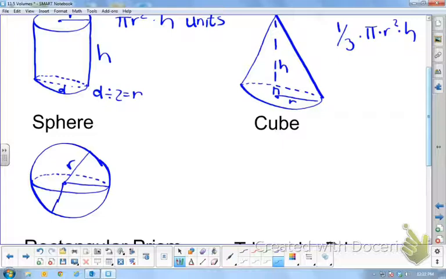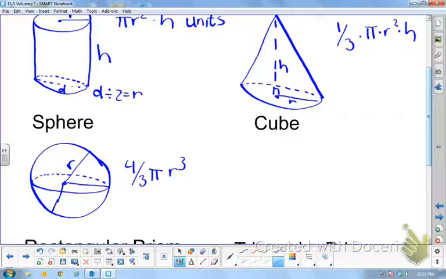And the volume of a sphere would be 4/3 pi r cubed. Again, with all these formulas, you'll need to put the units, so units cubed would be at the end. If we had measured this in kilometers, we would put kilometers cubed at the end.